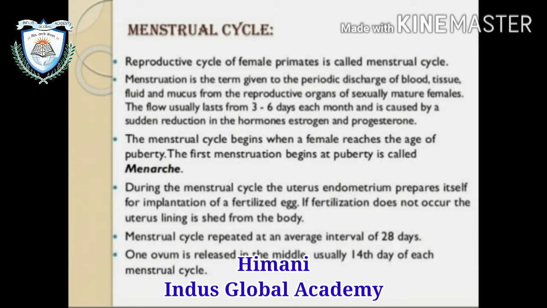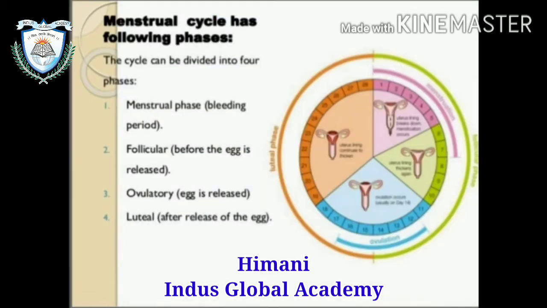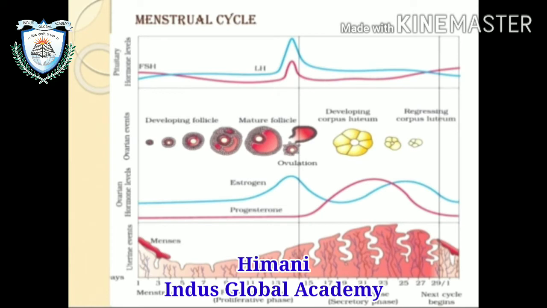One ovum is released in the middle, usually on the 14th day of each menstrual cycle. That day is known as ovulation day. Okay. So the menstrual cycle has the following phases. There are 4 phases in the cycle. First is the menstrual phase, which is known as the bleeding period. Second, follicular. Third is the ovulatory. Fourth is the luteal phase. This is a diagram of the menstrual cycle that we will discuss in the next slide.